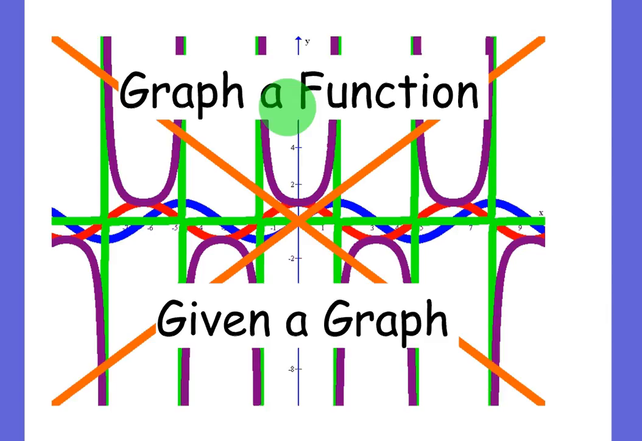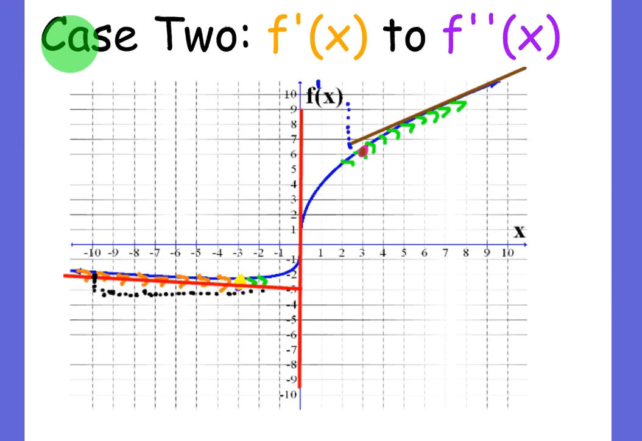We're going to take a look at the second case of graphing derivative functions, or graphing a function given another graph. Case 2 is graphing f double prime of x given f prime of x. So we're going from f prime to f double prime. Now remember, we talked about the fact that these are the same steps as going from f to f prime, simply because f double prime is the derivative of f prime, just like f prime is the derivative of f. So we're going to use the same exact steps for case 2 as for case 1.